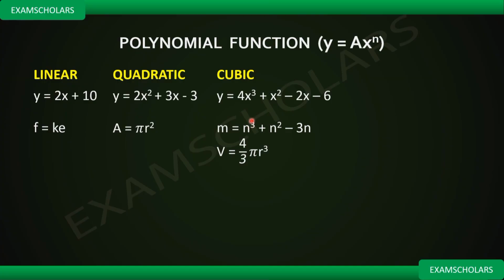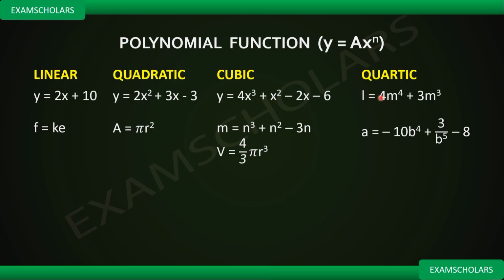Now in mathematics, an example of cubic function is volume. What is the volume of a sphere? Volume of a sphere is 4/3 pi r cubed. We can also have quartic function. The highest power of the variable is 4 for quartic function.